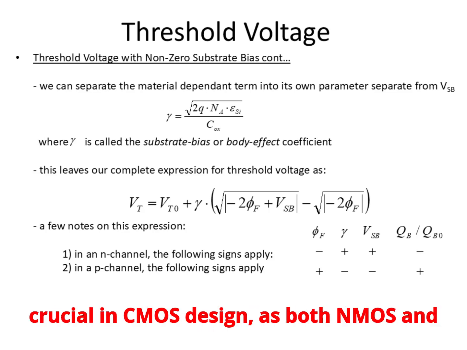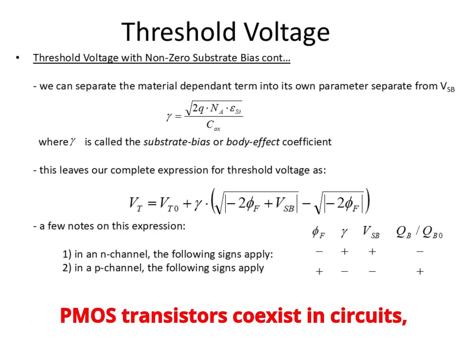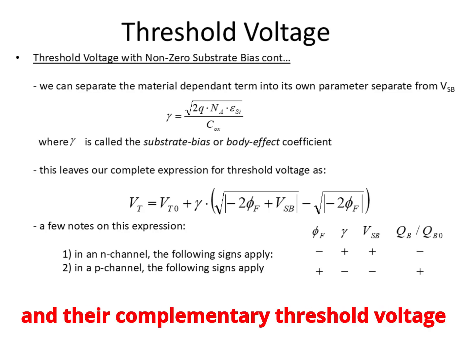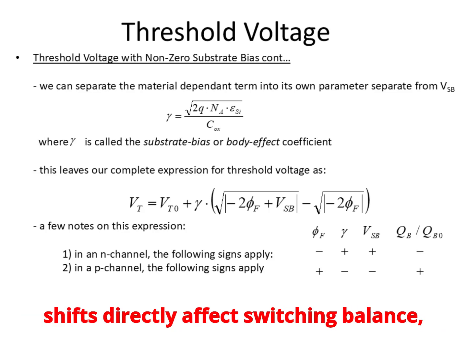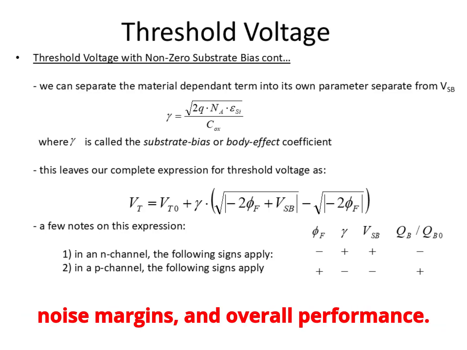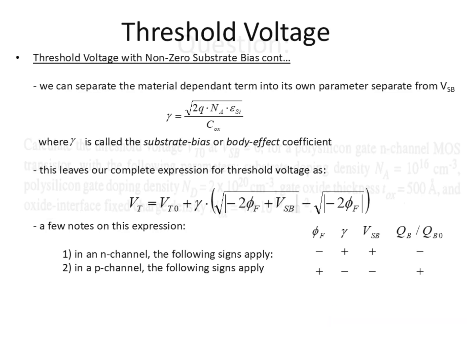This distinction is crucial in CMOS design, as both NMOS and PMOS transistors coexist in circuits, and their complementary threshold voltage shifts directly affect switching balance, noise margins, and overall performance.